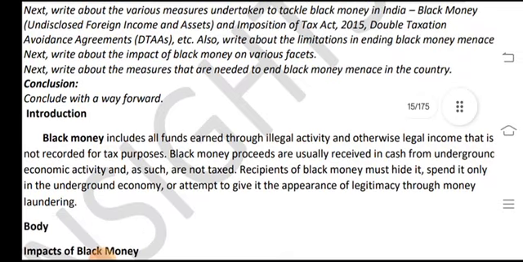Introduction: Black money includes all the funds earned through illegal activity, and otherwise legal income that is not recorded for tax purposes. Black money proceeds are usually received from the underground economic activities, and as such are not taxed. The recipient of black money must hide it, and it is spent only in the underground economy, or attempts are made to give it the appearance of legitimacy through money laundering.